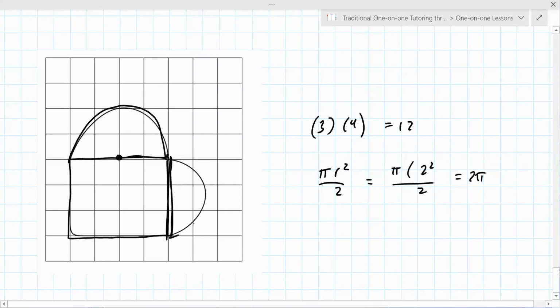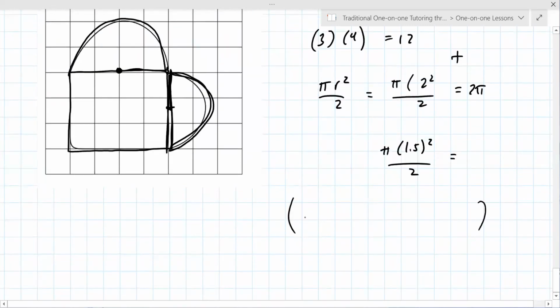And then this one, it's rough, again it's an estimation. It looks like about 1.5 is my radius. So that is pi times 1.5 squared over 2. You have to add these 3 things up. It's 12 plus 2 pi plus pi over 2 times 1.5 squared. Get that number for me, and then I'll tell you what to multiply on the outside.